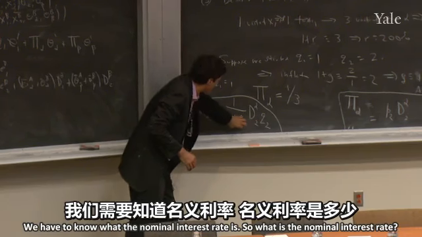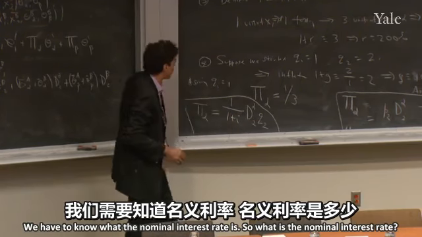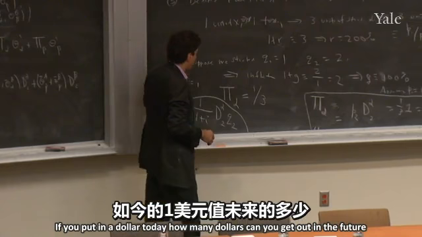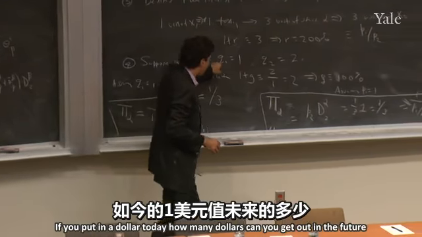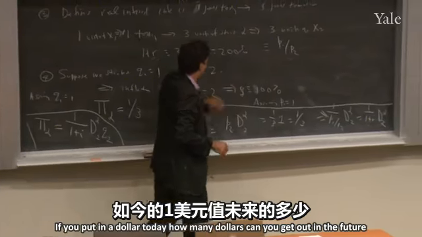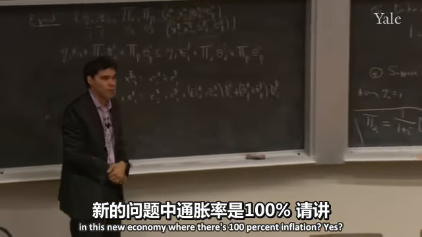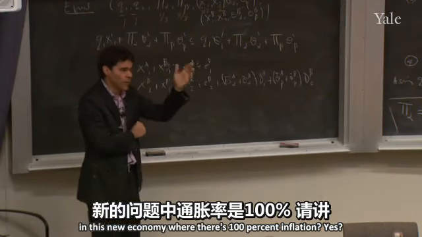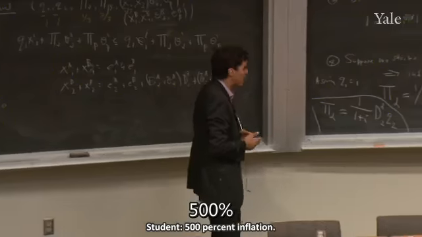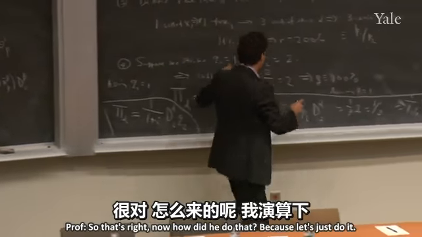We have to know what the nominal interest rate is. So what is the nominal interest rate? How much, if you put in $1 today, how many dollars can you get out in the future in this new economy where there's 100% inflation? Yes? Okay, so that's right. Now, how did he do that?